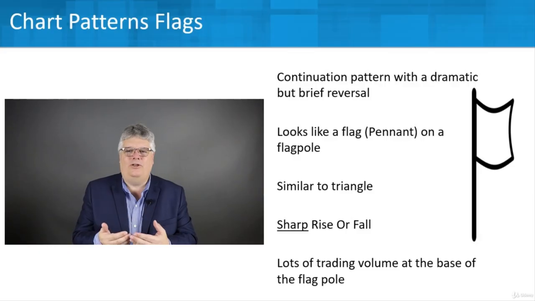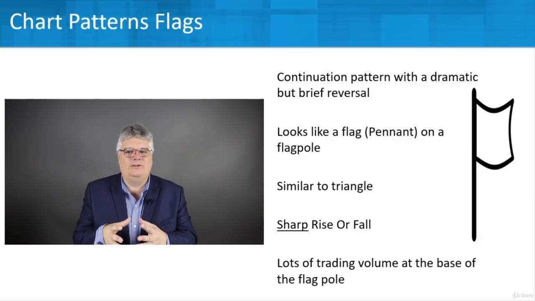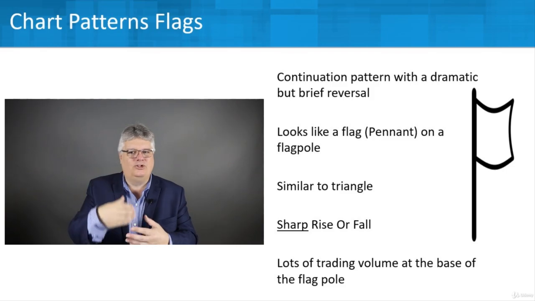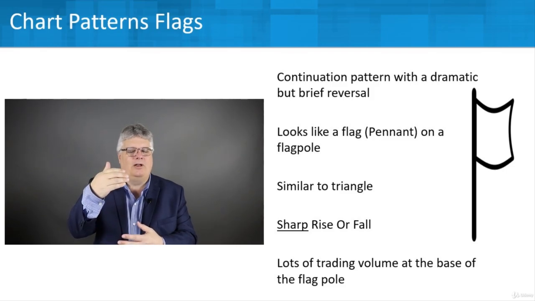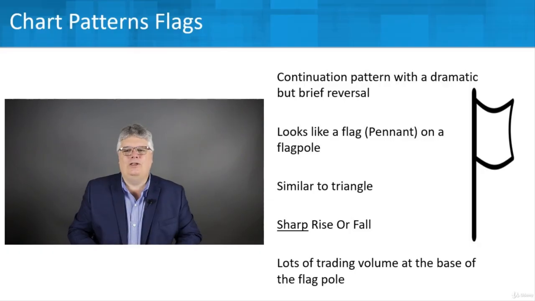And what you'll see also is that the pole part of it is where the trading volume is. That's where you get a spike up in your chart, a large amount of trading volume. A lot of people are buying and selling the security very frequently. So you see large trading volume at the base of the flagpole. And then your pennant could either be at the top of the flagpole or at the bottom of it. But it's that volume that's making your flagpole.